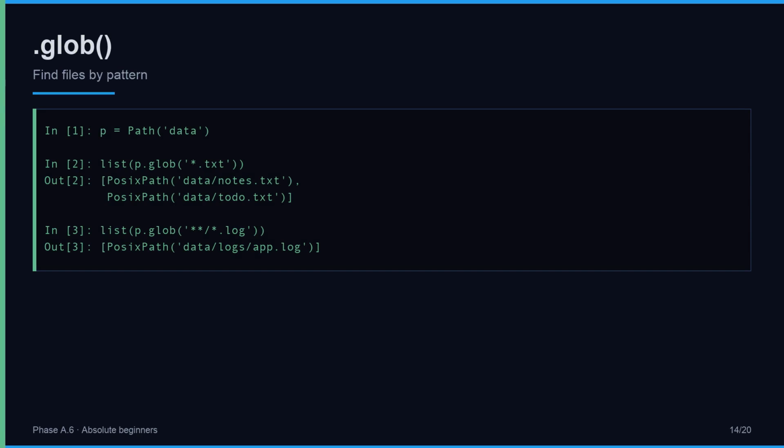Create folders safely. Glob finds files matching a pattern. Star matches anything, so *.txt finds all text files in a folder. Two stars means recursive, search subfolders too. Glob returns path objects, not strings, so you can immediately call methods on each result. This is how you process every file in a folder. Glob a pattern, loop over the results, and read or write each one. Clean, readable, and powerful.